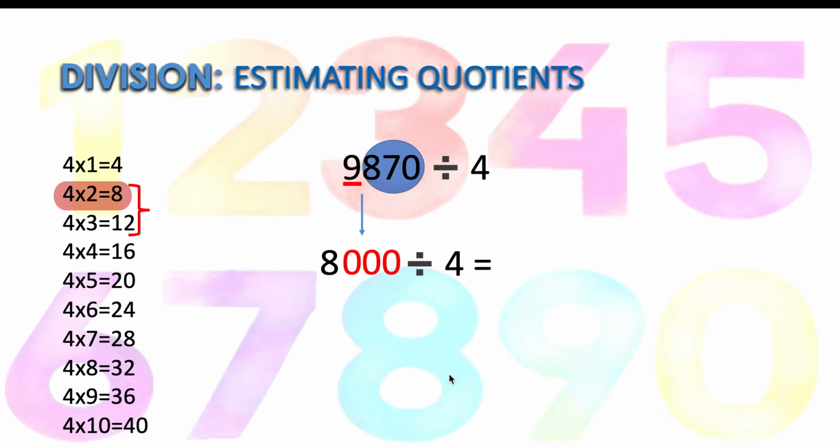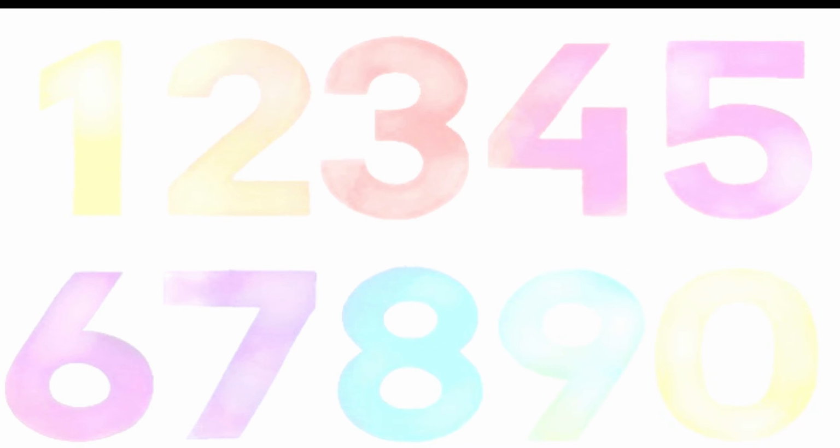The divisor is going to stay the same, and I only divide the numbers. 8 divided by 4 is 2, and I add all of the zeros. There you go. Easy. I think it's easy. But let's see what happens with another type of exercise.